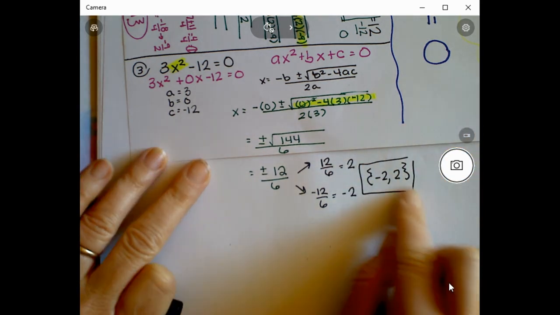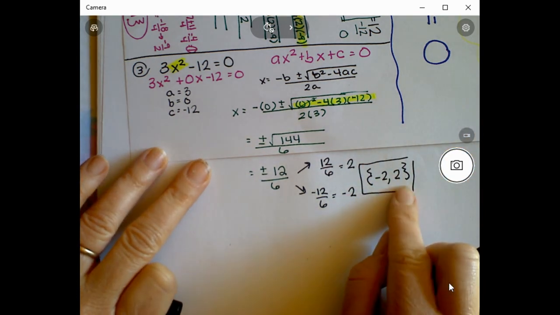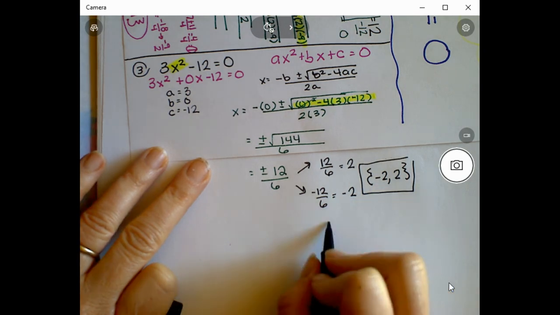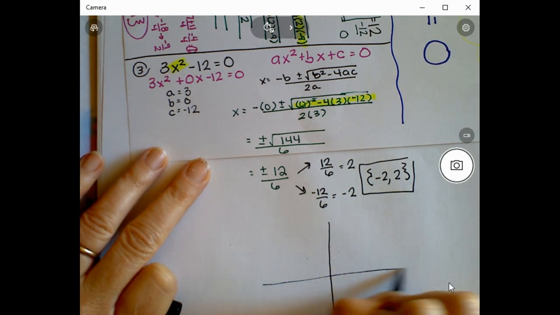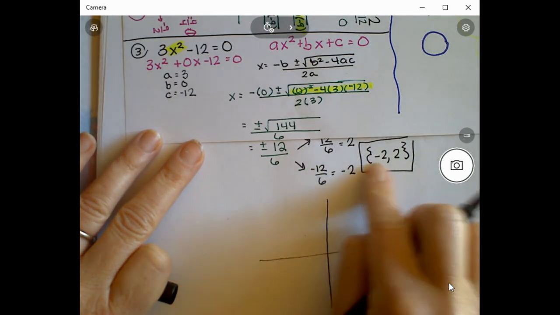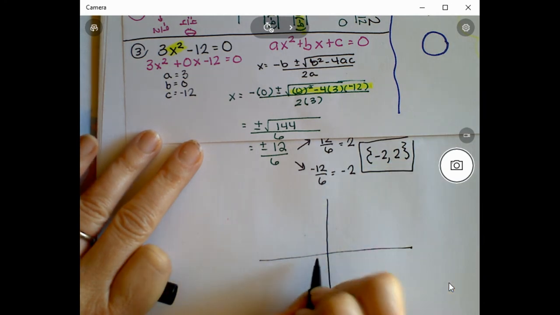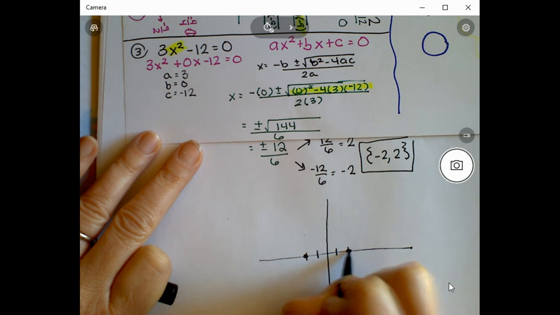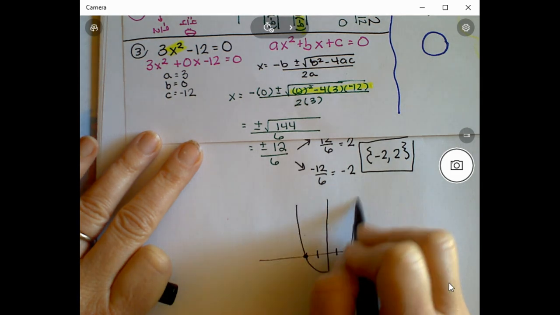Please notice that when I'm writing these, I'm not using parentheses. I'm using brackets because these brackets indicate that this is a set. These are x values. And just one more time so that you can visualize it, these are the x-intercepts, the zeros. So negative 2 and positive 2. And you have a parabola, something like that.